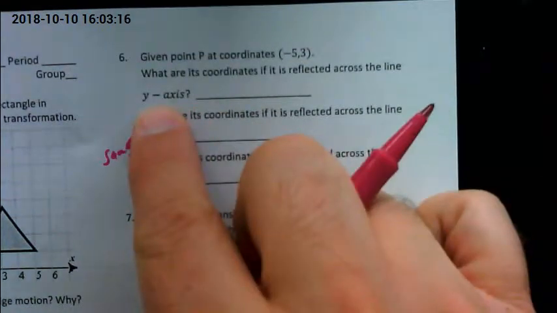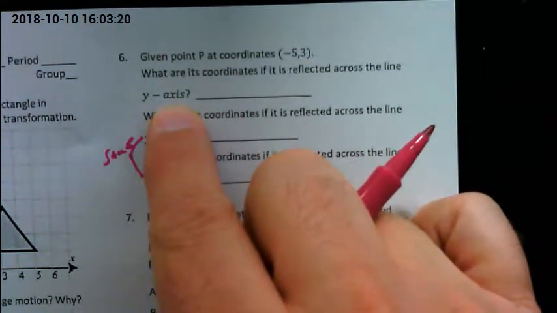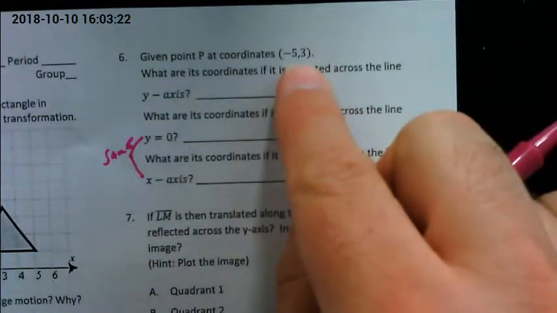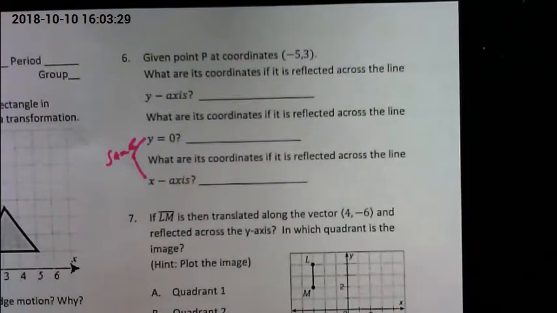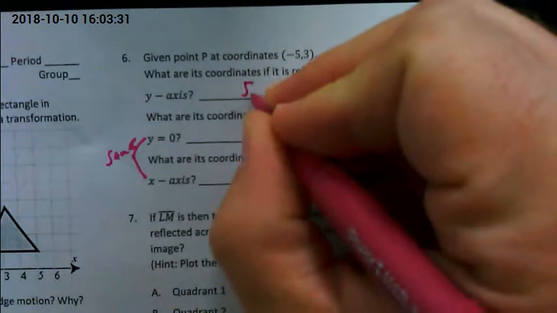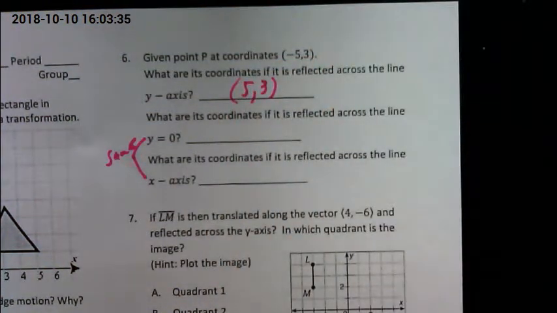Because now this is being reflected across the y-axis. So what happens to our coordinate point if we reflect over the y-axis? The x value is going to change sign. So in this case, it becomes positive. So this would be positive 5, 3. Because if you make a negative, it becomes positive. Right? 2 negatives make a positive.